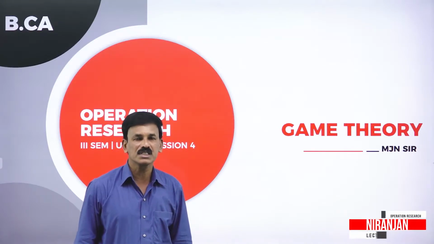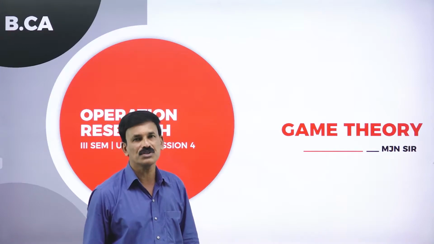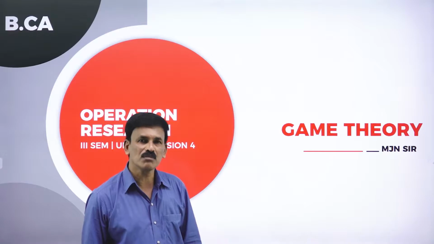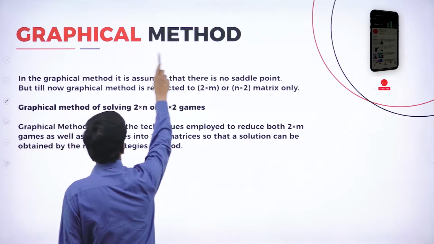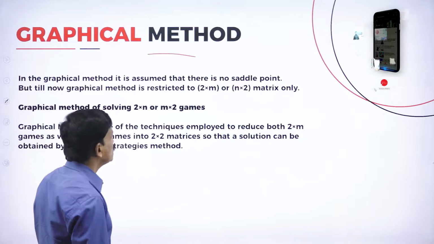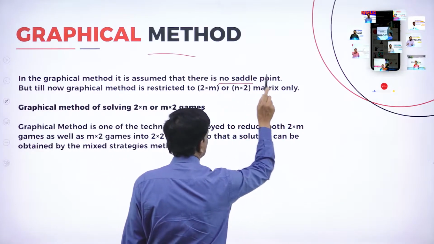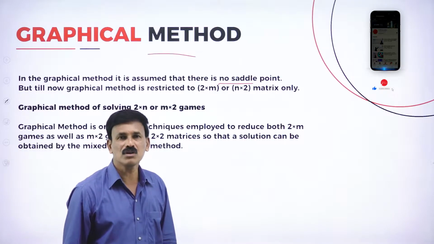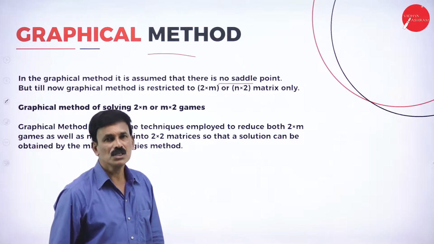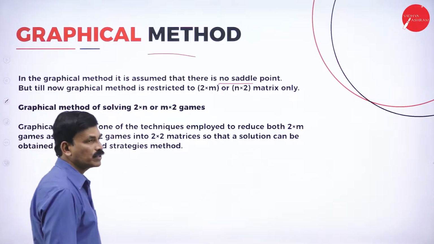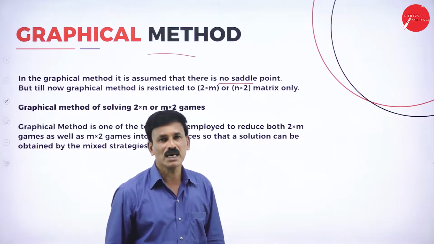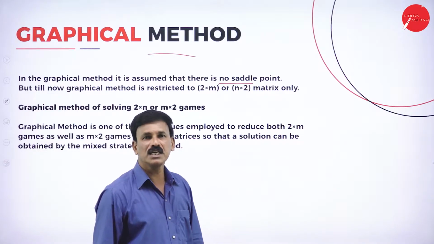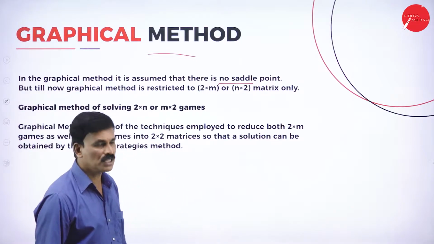Now today I am going to discuss a very important and easy concept in game theory: how to solve the game of a matrix using the graphical method. In the graphical method, it is assumed that there is no saddle point. If there is no saddle point, that means the values of minimax and maximin are not equal, then the game matrix can be solved using the graphical method.